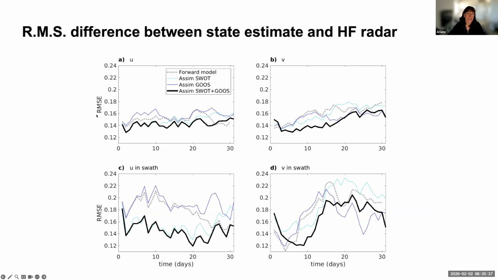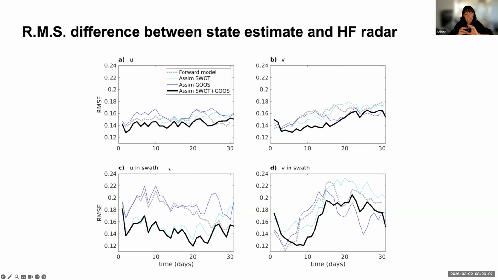And I'm plotting again the RMS difference as a function of time. This is in meters per second. The forward model run will be the dashed line, the experiments that withhold data sets in blue, and then the state estimate in black. The observations are along the coast, and there is one region where they overlap with the SWOT data. And this is what I'm plotting in the bottom row here.